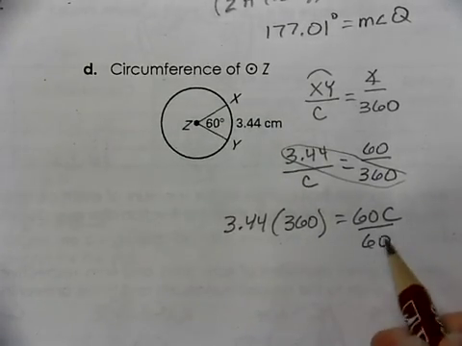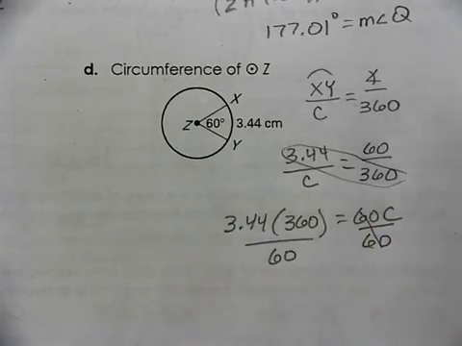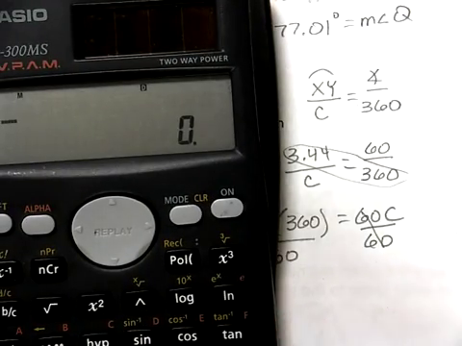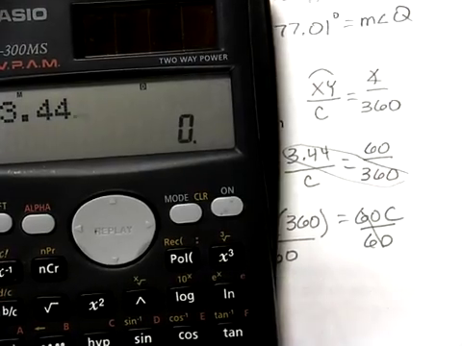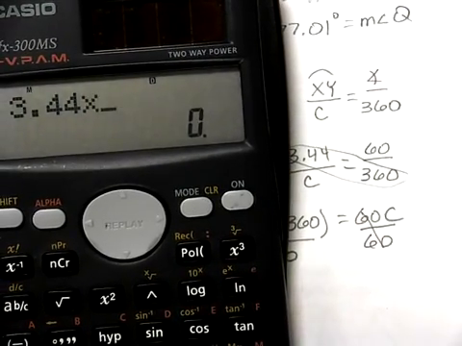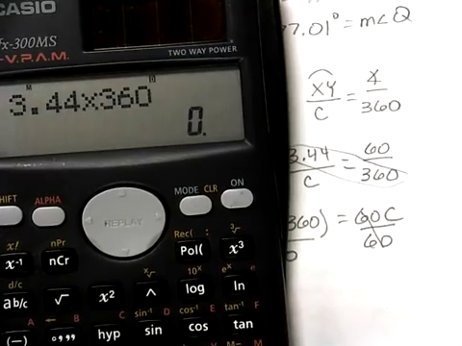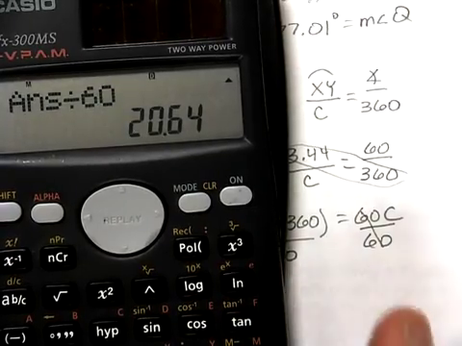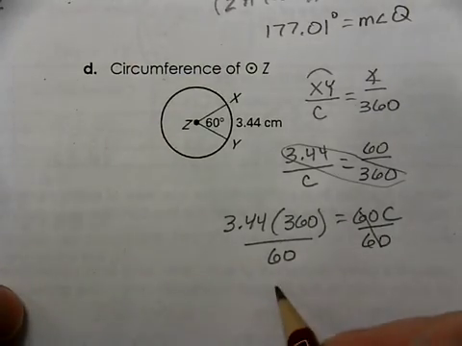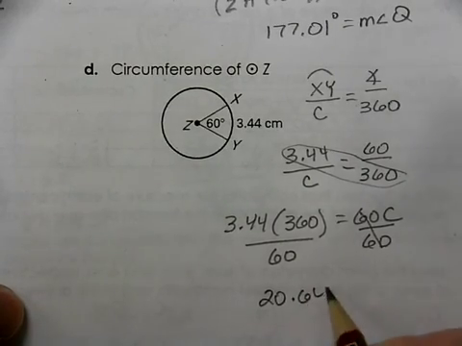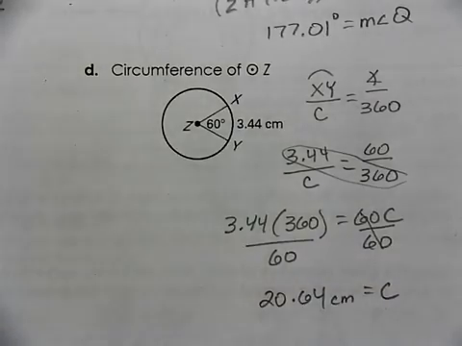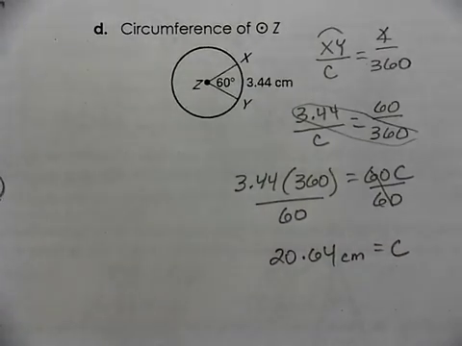Then I have to get the c by itself, so now I have to divide by the 60. So we're going to take the 3.44 times that by 360 and then divide that by 60. We get 20.64. And those units are centimeters. That is the circumference all the way around the circle.